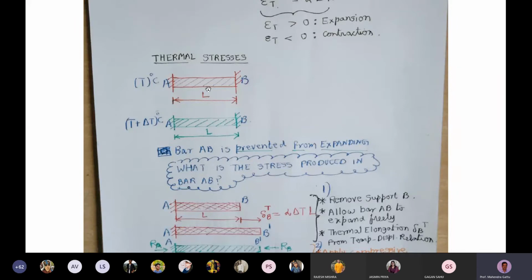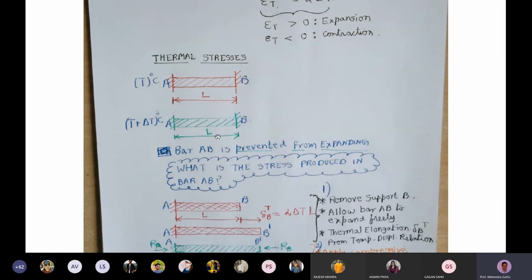Because of this, the bar will want to expand, but this expansion is prevented by the fixed ends. So we can intuitively see that a stress is developed in this bar. There are internal stresses, and since the bar is prevented from expanding, a compressive force is developed throughout the length of the bar. What is the value of this compressive stress which is produced due to the increase in temperature delta T?